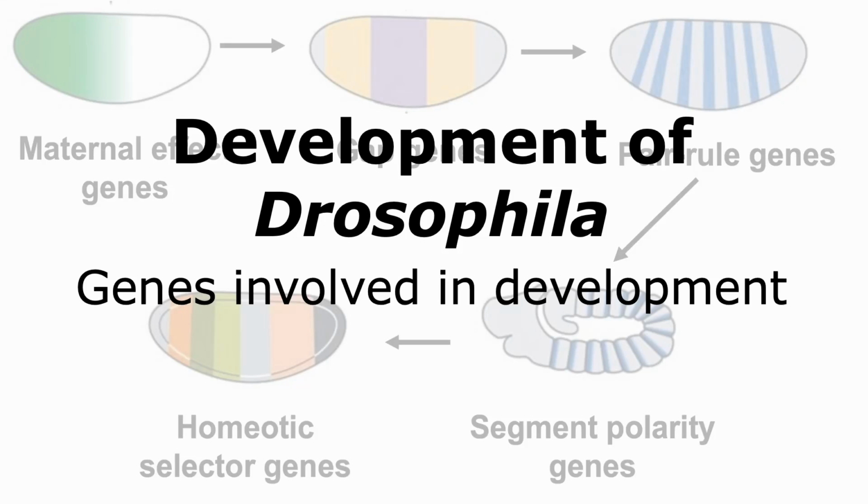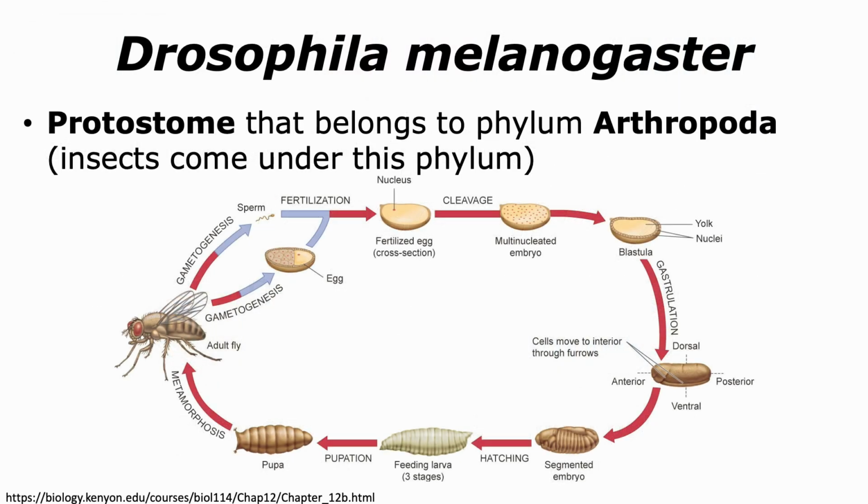Welcome to the development of Drosophila module. In this talk, we're going to learn about the different genes involved in the development of Drosophila. Drosophila is a protostome that belongs to the phylum Arthropoda. All insects and arachnids come under this phylum.